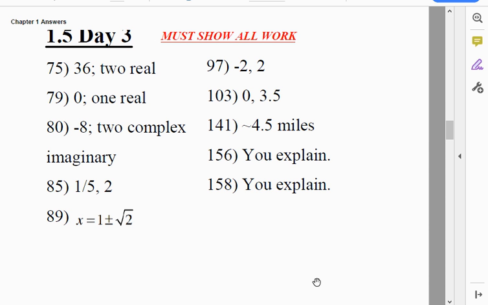79, the discriminant's value was 0. You can also take the square root of 0, but there's no such thing as plus or minus 0, so there's only going to be one real answer.